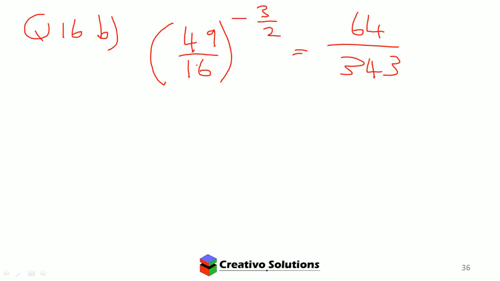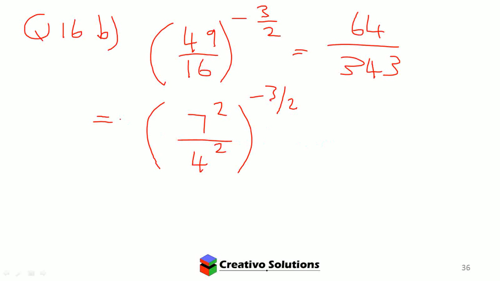We know that those terms are actually squares. So if I'm looking at this particular question, I'm going to convert those amounts to their squares. So I would have 7 squared is 49, and 4 squared, 4 times 4 is 16. Then I'll have minus 3 over 2. That's for the first part. So I'm looking at the left hand side. The left hand side can be written as 7 squared over 4 squared to the power minus 3 over 2.